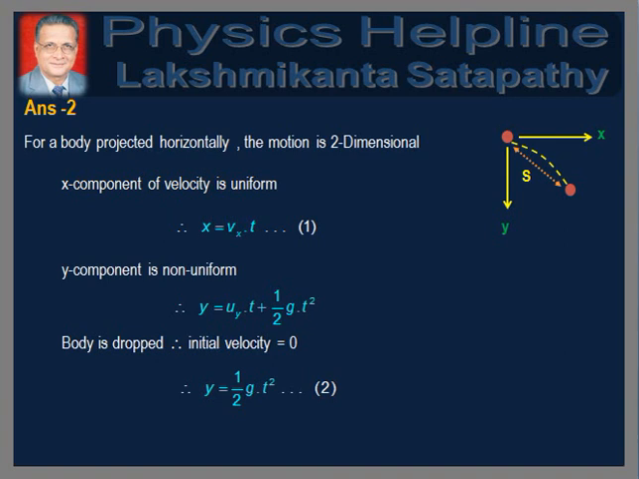We will take x-axis and y-axis along the horizontal and vertical directions respectively. Therefore, horizontal displacement in t seconds is given by x is equal to vx into t, and vertical displacement in t seconds is given by y is equal to half g t square, since initial velocity in the downward direction is 0.